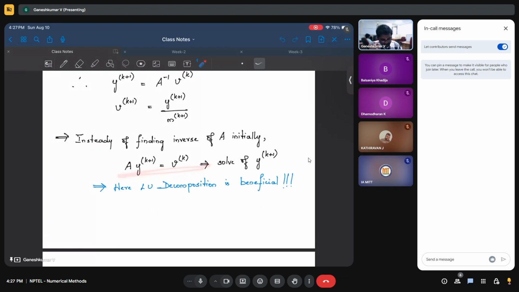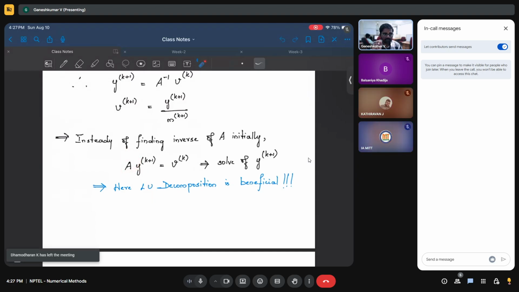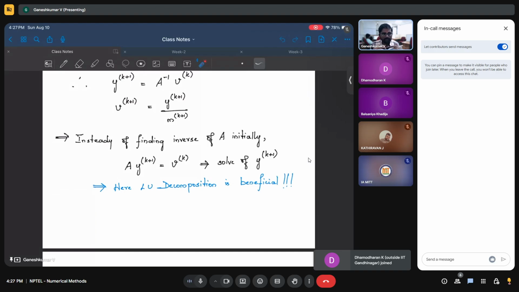But in this case, if you see, for every iteration that you do, this A does not change, right? Since A does not change, here is where you can use LU decomposition. So you take A, you do LU decomposition, find L and U, and that is not going to change for each and every iteration. Once you find L and U, then your problem becomes simpler. You just do forward substitution, backward substitution, and keep doing this multiple times for each and every iteration. That will help you in reducing the computational time.